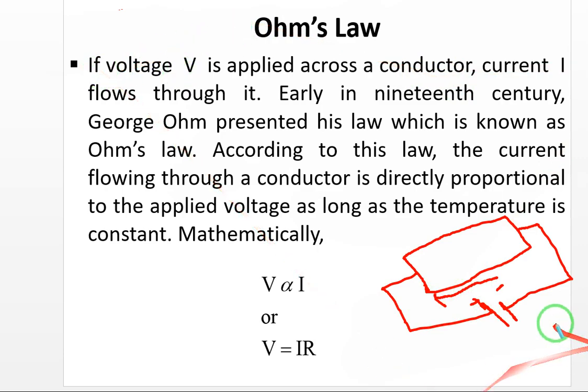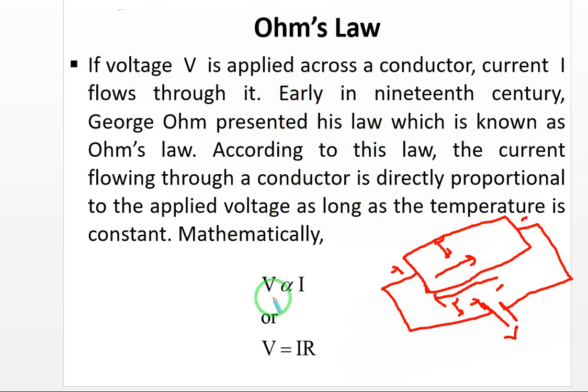If a voltage is applied across a conductor, positive on one side and negative on the other, then a current I flows through it. So the current I will be flowing through the conductor. This is called Ohm's law.